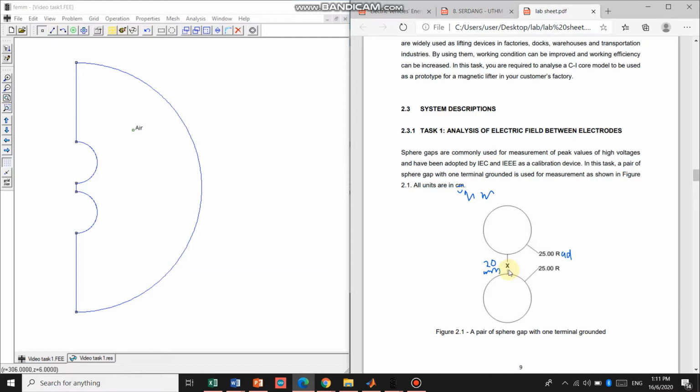For the simulation, we will apply high voltage to the upper electrode and the other electrode will be grounded at 0 volt. Then we will observe and analyze the electric field produced between the sphere gap by using the electrostatic problem in FEMM software. Later we can see that the electric field will be higher at the higher voltage level.